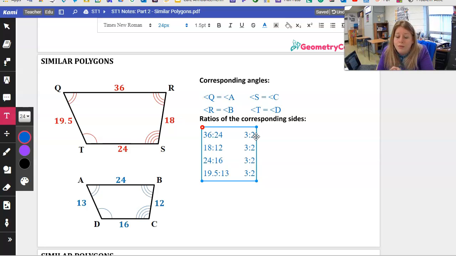So not only are the angles congruent, but the sides are all in the same ratio. So that has to happen for these to be similar. If one of them's out of whack, the whole polygon's off. It's not similar.